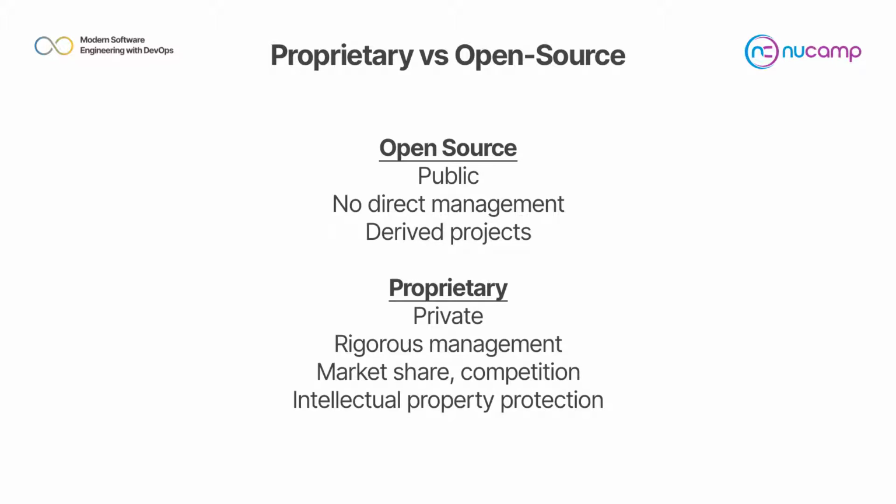Open source projects are available publicly. There is no management of developers directly as exists in corporations. Anyone can fork existing code and start their own derived project. To fork code means to take existing code and add to it.